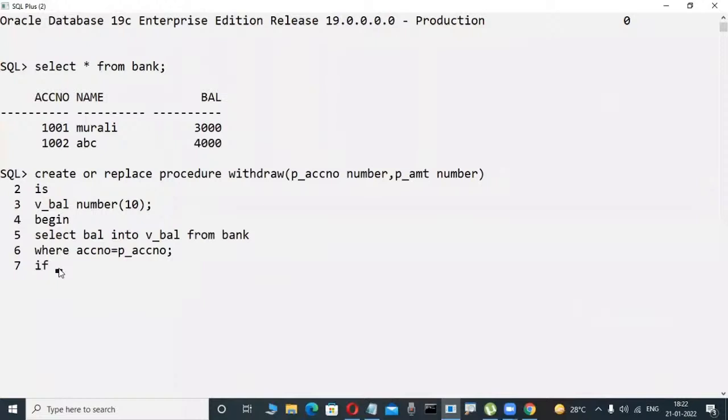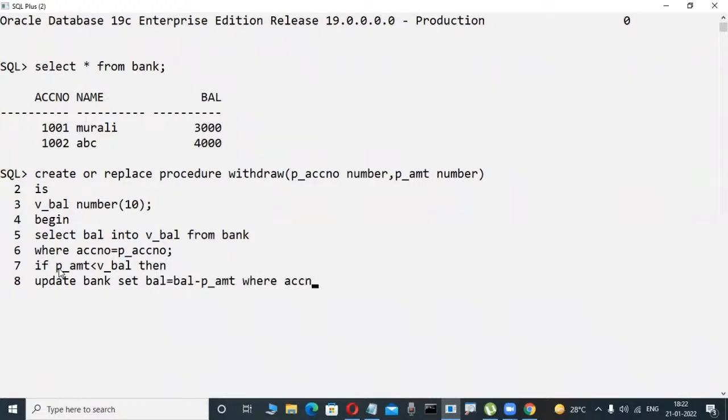Whenever I'm inserting an ATM card, I try to withdraw 9,000, as in the previous case. That is the amount. Suppose here, observe the logic, not the coding: if that amount is less than the available balance, then I want to affect that in the database. Update table name, set balance equal to balance minus p_amount, where something. Some coding is there.